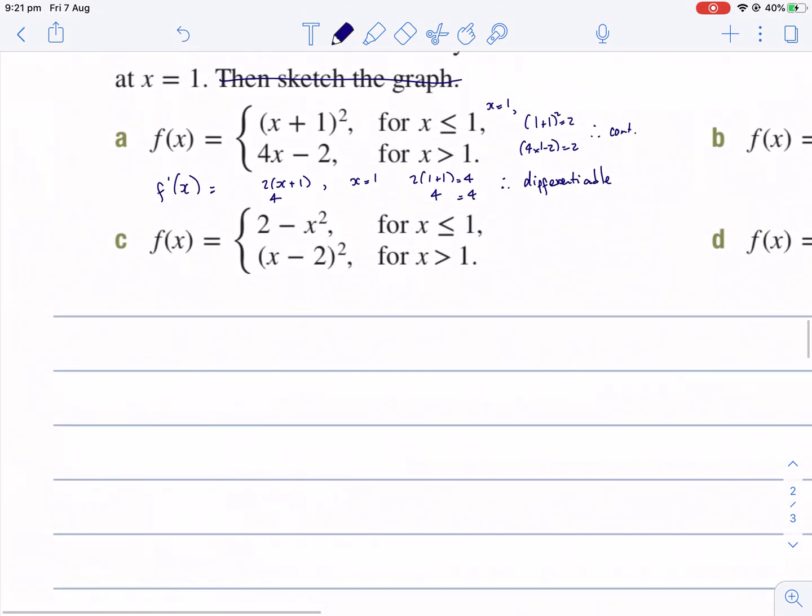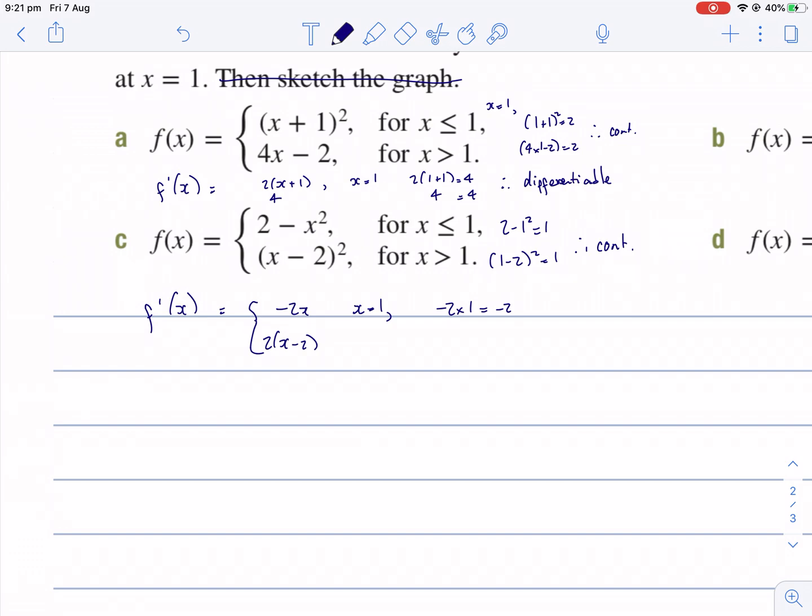Okay, this one, 2 take 1 squared is 1, 1 take 2 squared is 1, so it's continuous. f dash x, on the other hand, negative 2x, or 2x take 2. When x equals 1, we've got negative 2 times 1, which is negative 2. 2 times 1 take 2, negative 2. So it's continuous and differentiable.